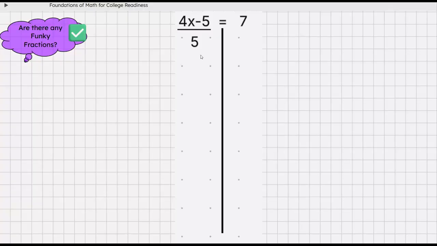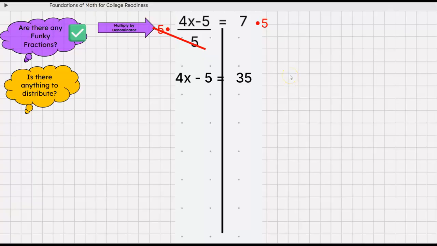When we have a funky fraction, we have to get rid of that denominator as soon as possible. The only way to work with this and to go any further is to multiply both sides by that denominator. When we multiply this side by the denominator, it's important to know that nothing is going to happen to the expression in the numerator because these 5's basically cancel each other out. But this side will multiply. So we're going to have just 4x minus 5 equals 35 now.